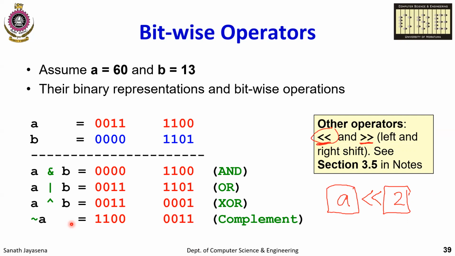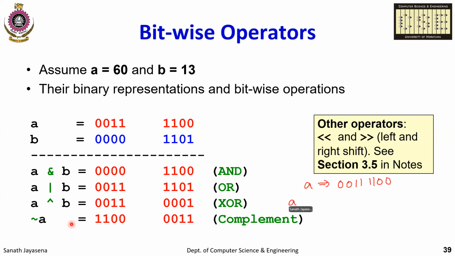That's what it means. Let me explain this with the current example here, by taking the value of A. Let's say the value of A is given as 0, 0, 1, 1, 1, 1, 0, 0. Now, if you say A left shift by 2, the result will be like this. Everything is shifted to the left by 2 positions. So the current 2 leftmost bits get thrown away.